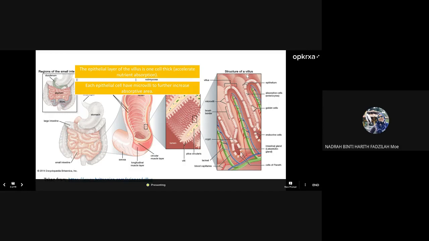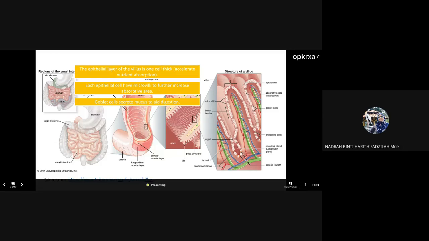Kemudian, each epithelial cells here, kita tengok dia berbulu. So, bulu-bulu ni apa? Bulu-bulu ni ialah microvilli. So, the presence of microvilli further increase absorption area for digested food. And then, between the epithelial cells, we can find goblet cell. Function dia is to secrete mucus to aid digestion.